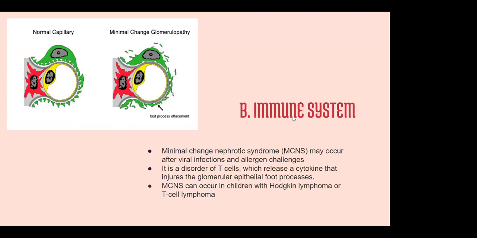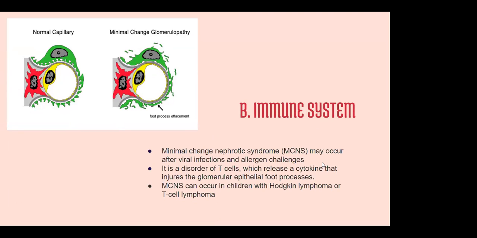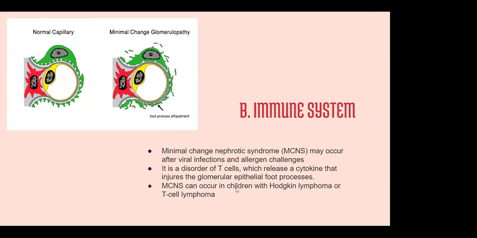And the second one is the immune system. Based on what I read from Medscape, it is a disorder of T cells which release cytokines that injure the glomerular epithelial foot processes, like IL2, IL4, and IL12. One example of the immune system cause is minimal change nephrotic syndrome, which may occur after viral infection and allergen challenge. MCNS can also occur in children with Hodgkin lymphoma or T-cell lymphoma.